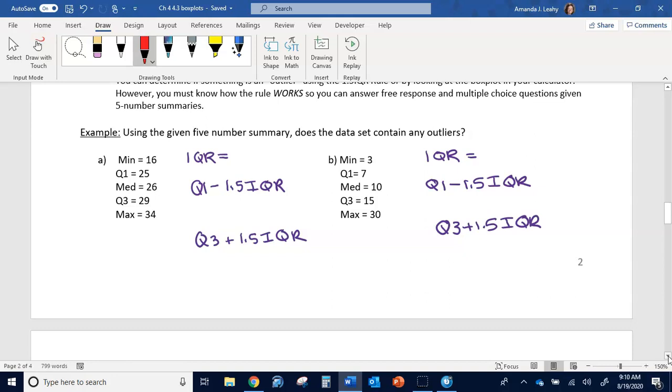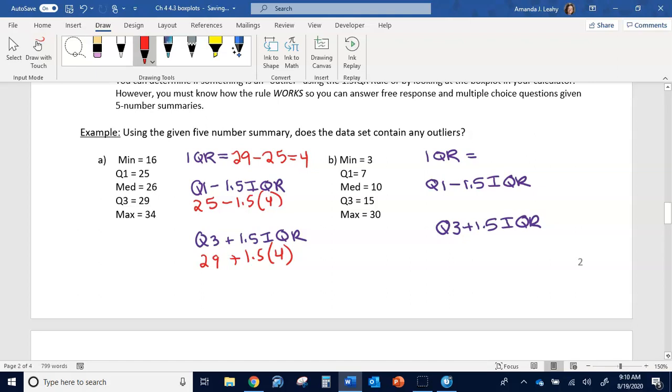So my interquartile range here, that would be Q3, 29, minus Q1, which is 25. So I have an interquartile range of 4. Okay, interquartile range of 4. So now I'm going to take my Q1, which is 25, and I'm going to go down 1.5 interquartile ranges, 1.5 times 4. Okay, and then I'm going to do the same thing for Q3. That's going to be 29 plus 1.5 interquartile ranges, 1.5 times 4.